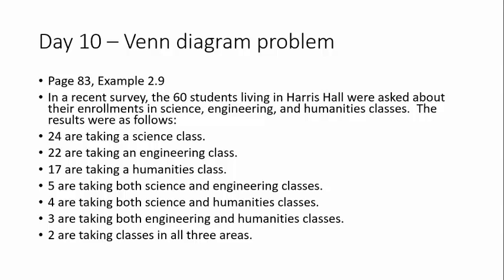Here's a problem we want to explore. This is found on page 83 in your textbook. This is example 2.9. In a recent survey, the 60 students living in Harris Hall were asked about their enrollment in science, engineering, and humanities classes. Results were as follows. We see here a listing of the numbers of students in various categories.